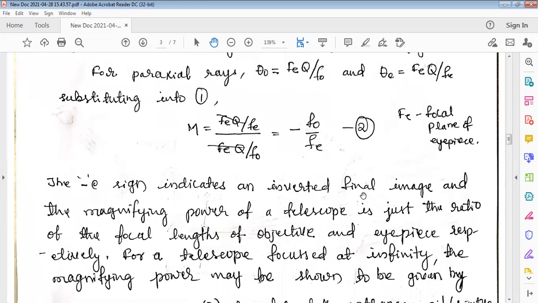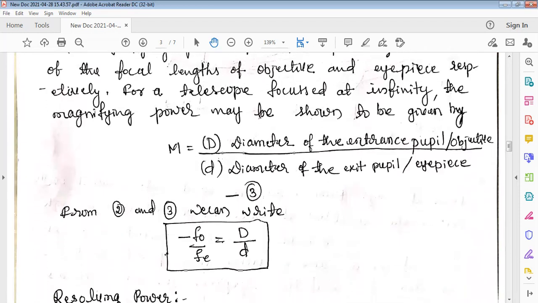The final image formed is an inverted one, and the magnifying power of a telescope is just the ratio of the focal lengths of the objective and the eyepiece respectively. So therefore, the focal lengths of the objective and the eyepiece play a crucial role in the magnification of the image in this telescope. For a telescope focused at infinity, the magnifying power may be shown to be given by another definition.